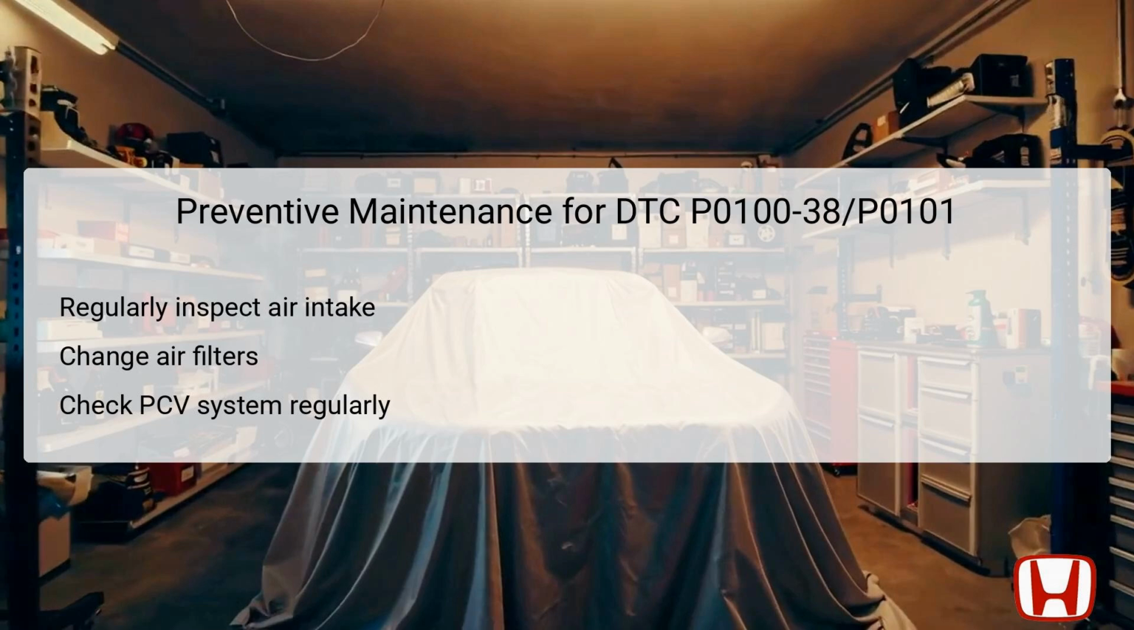Regularly checking the PCV system is equally important, as any leaks or damage in this system can lead to inefficient engine operation. Keeping these components in good condition will not only help prevent the recurrence of these DTC codes, but also enhance overall vehicle efficiency and longevity. Maintenance practices should be documented to monitor trends and anticipate potential issues.